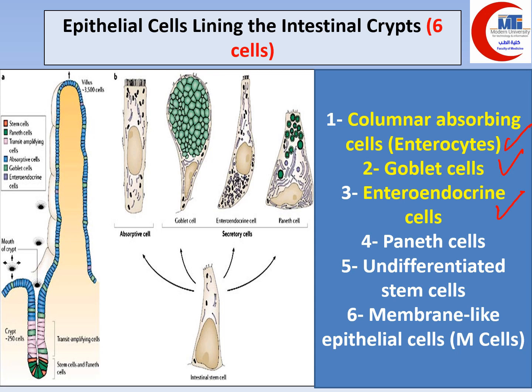Here we have 3 different other cells. What are they? One of them is the Paneth cell. We are going to have the stem cell, the undifferentiated stem cell. We are going to have a cell called the M cell, membranous epithelial cell. So the crypt is lined by 6 different types of cells. Okay, let's talk about each cell separately.